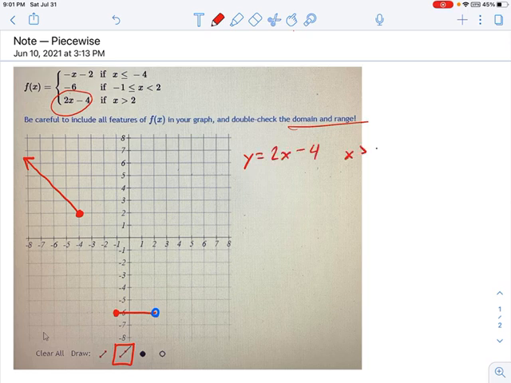And if we're going to plug in x greater than 2, so I plug in x equals 2. I know it's supposed to be greater than, just bear with me. y, where x equals 2, equals 2 times 2 minus 4. So that means y equals 4 minus 4, which is 0. So x is 2, y is 0.